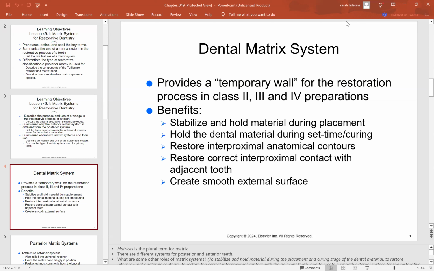The benefits of using a matrix system are to stabilize and hold the material during placement, hold the dental material during the set time and curing, restore the interproximal and anatomical contours, restore correct interproximal contact with the adjacent tooth, and create a smooth external surface.